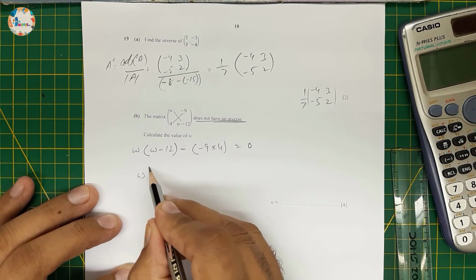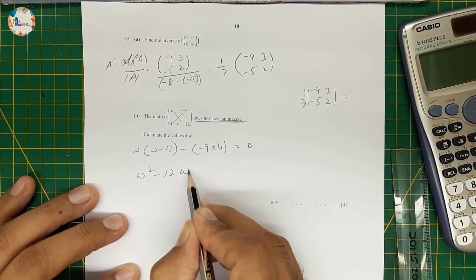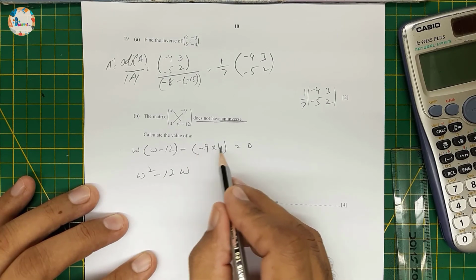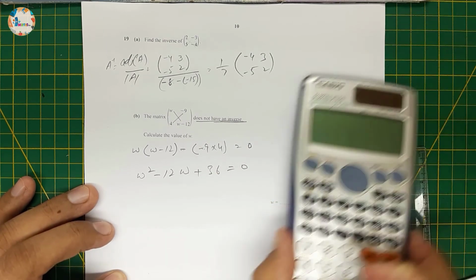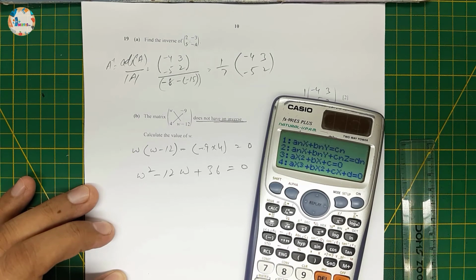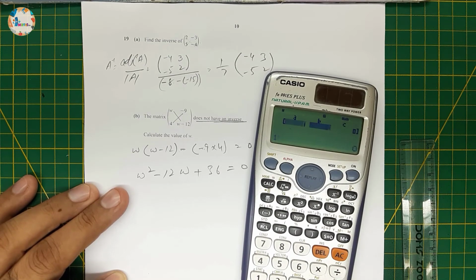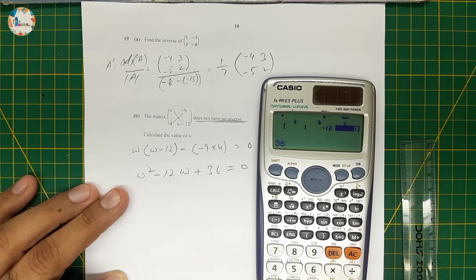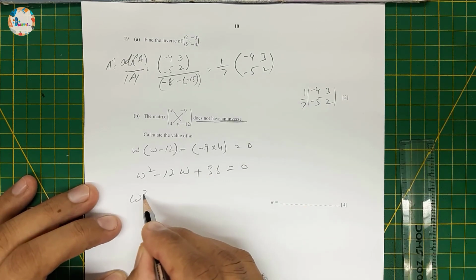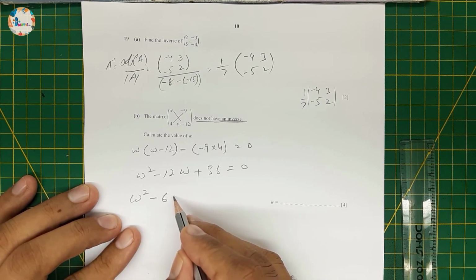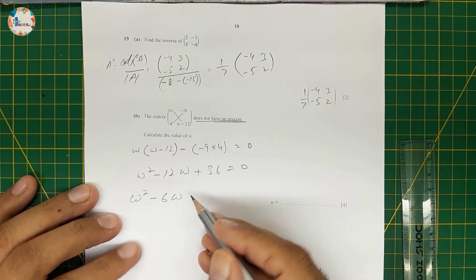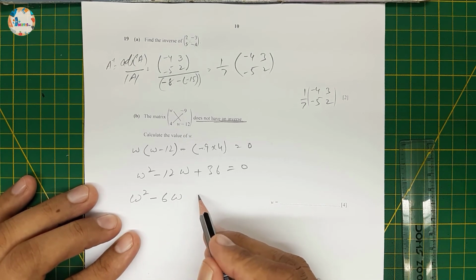So this implies w square minus 12w, and this will be minus 36. So this will be plus 36 after multiplication with this is equal to 0. This is the quadratic equation which we can solve. The coefficient of w square is 1, the coefficient of w is minus 12 and the constant is 36. So this is equal to 6 and 6.